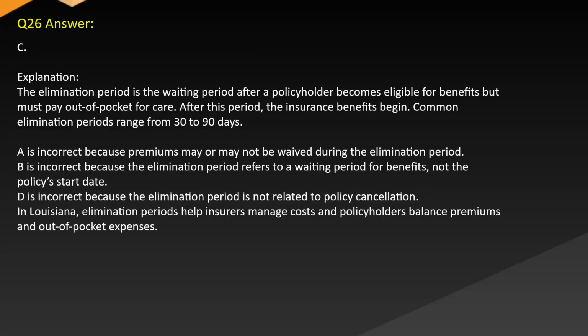Answer C. Explanation. The elimination period is the waiting period after a policyholder becomes eligible for benefits but must pay out of pocket for care. After this period, the insurance benefits begin. Common elimination periods range from 30 to 90 days.